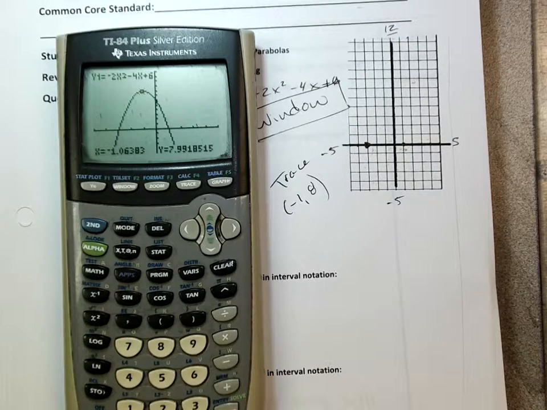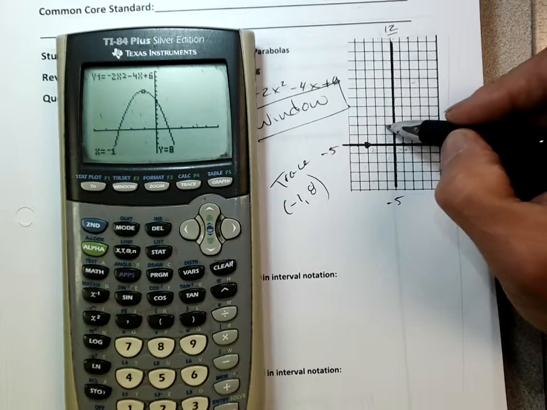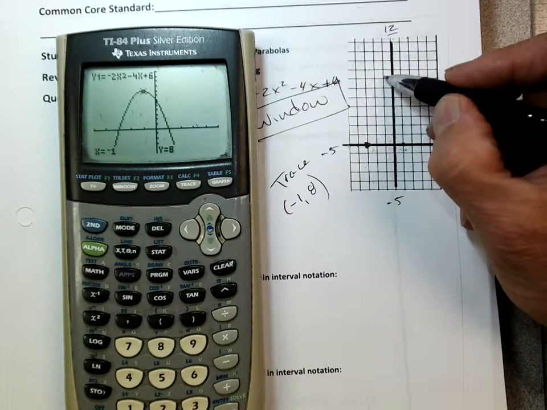And I can try and put in negative 1, and sure, there it is. Negative 1, 8, right at the top. You guys agree with that? So negative 1, 1, 2, 3, 4, 5, 6, 7, 8.